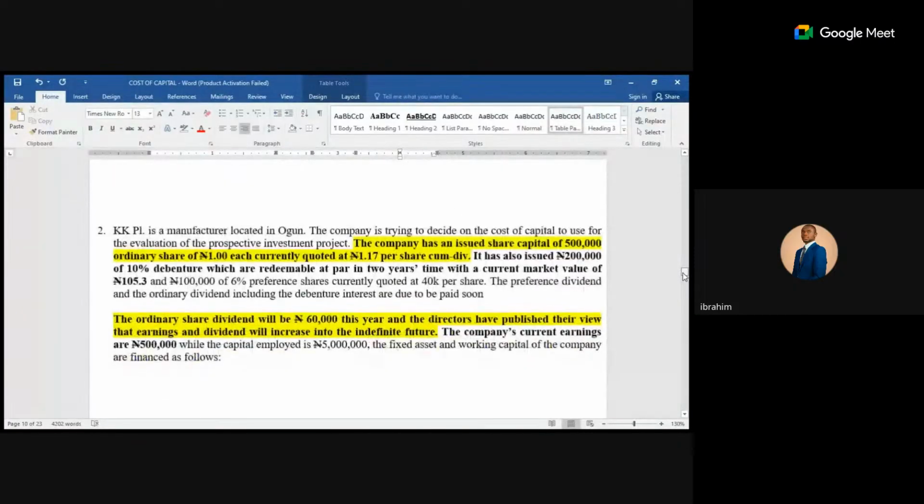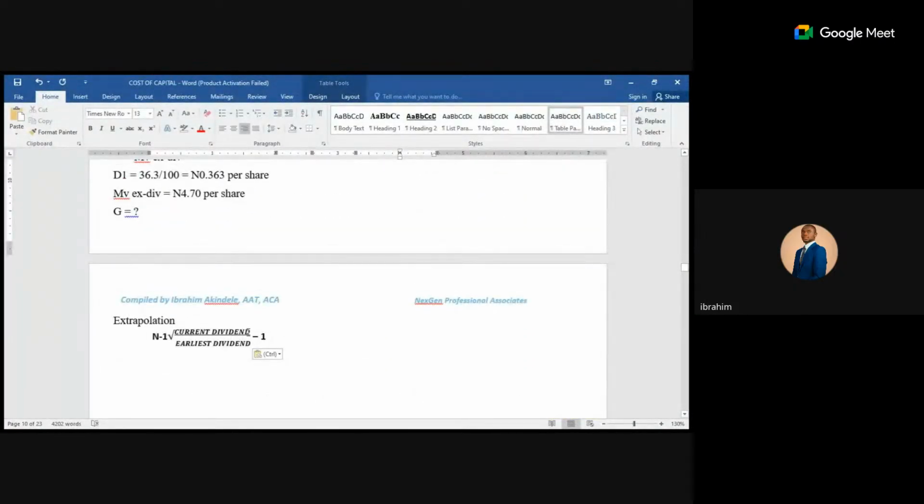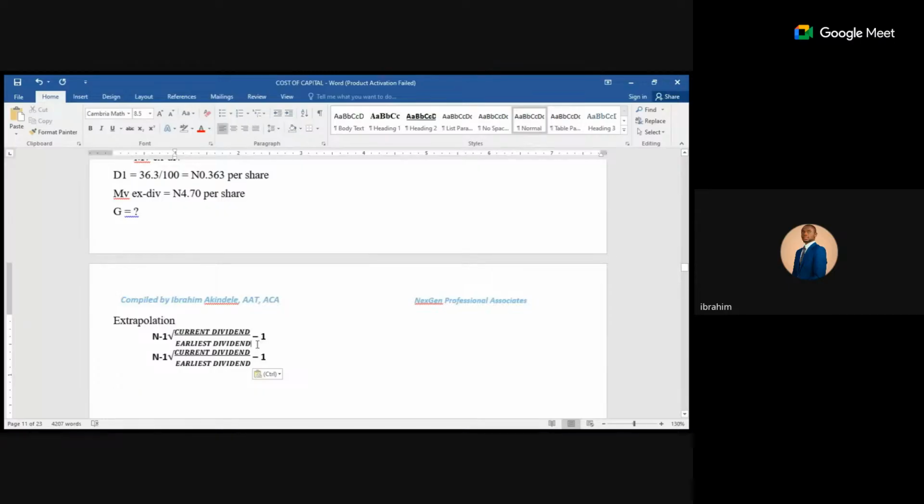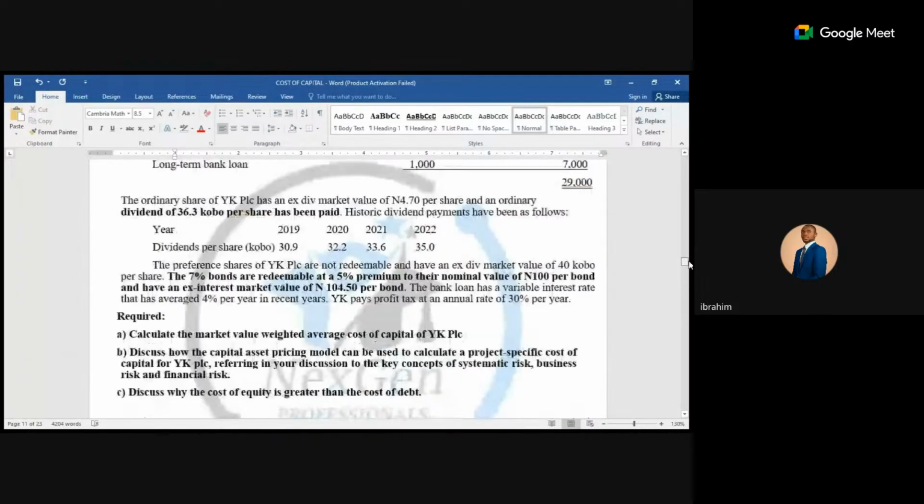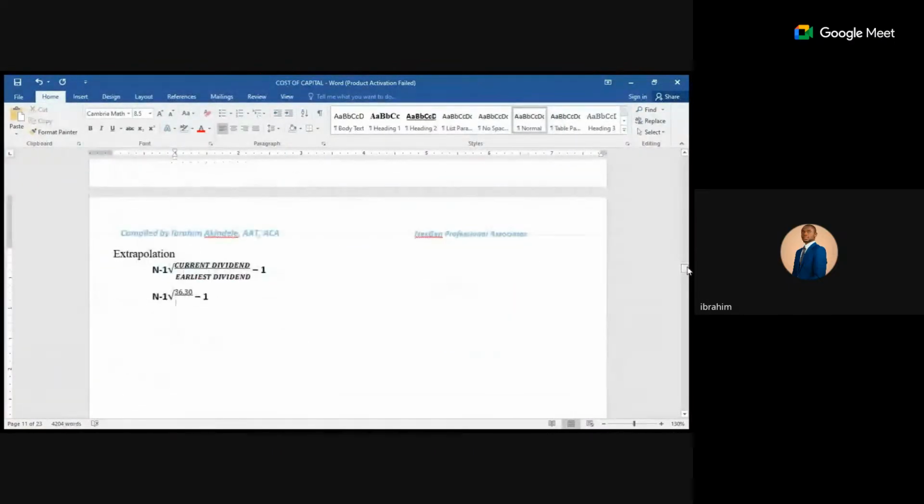Now, 36.3. I can use it here because everything is still in kobo. 36.30, right? So what is the earliest dividend? 30.9. Okay, let's check. The earliest dividend, 30.9. Thank you. I expect everybody in this class to have this material.